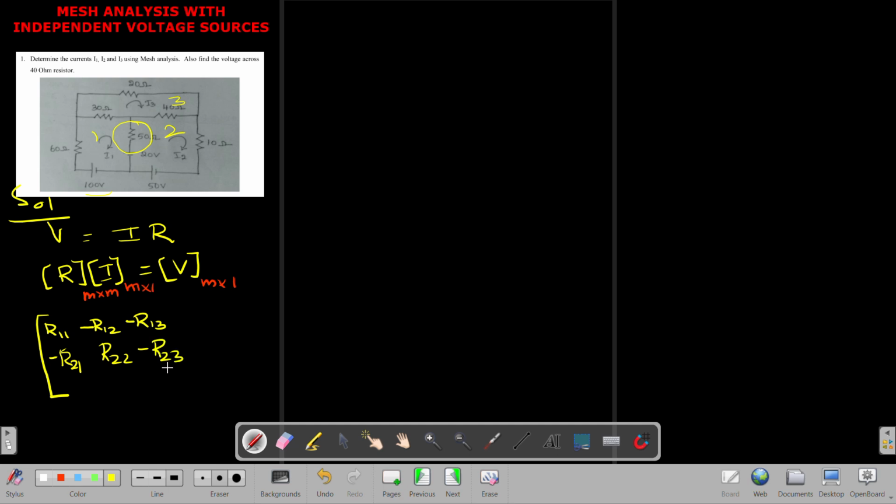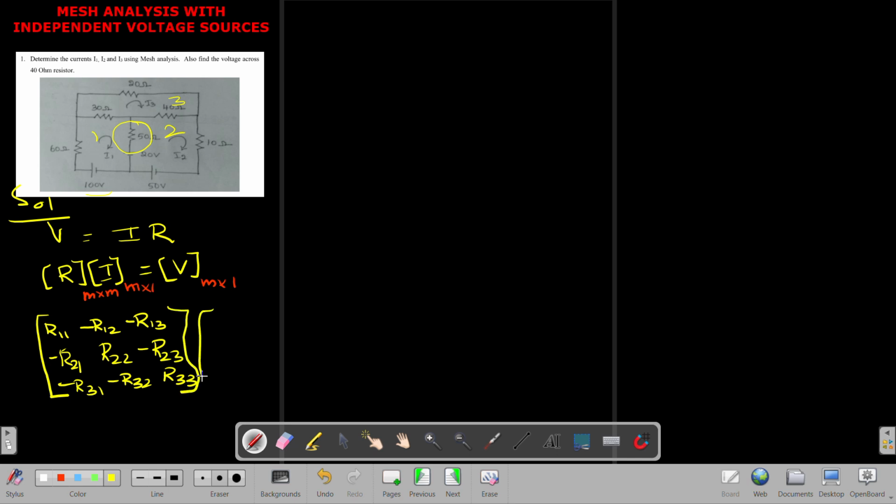Again 23 is a common, right? So R23 is nothing but the resistor connected between mesh 2 to mesh 3. Then the next third row: minus R31, minus R32, R33. So you can see here R11, R22, R33 I kept positive, whereas all other off diagonal elements are minus. As I said, the reason why we are keeping all off diagonal elements minus is because we are taking all the currents as clockwise, which makes the currents in a common resistor opposite to each other. Okay, this is the resistance matrix.